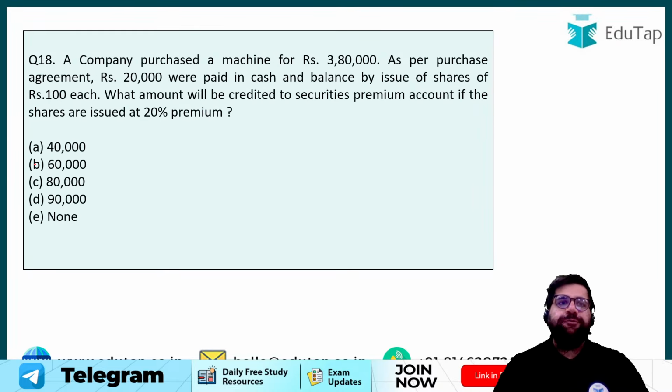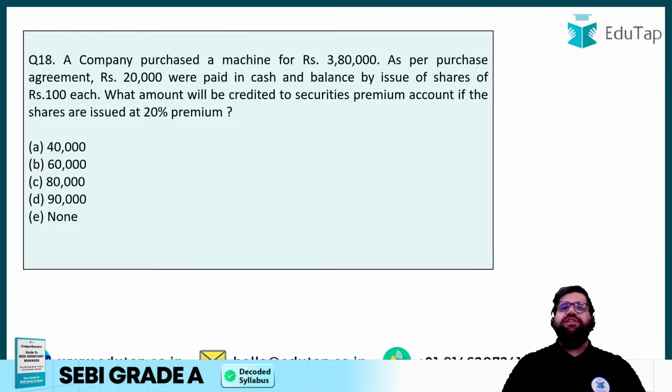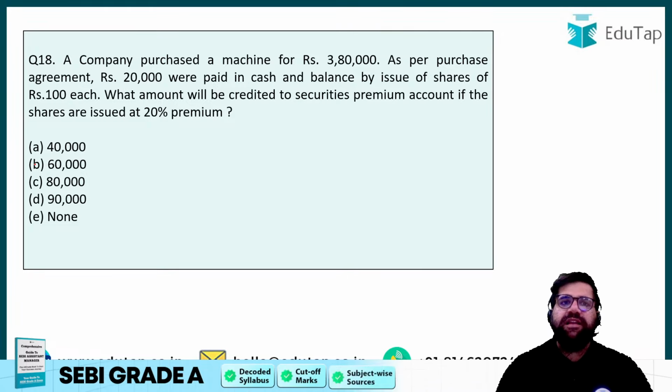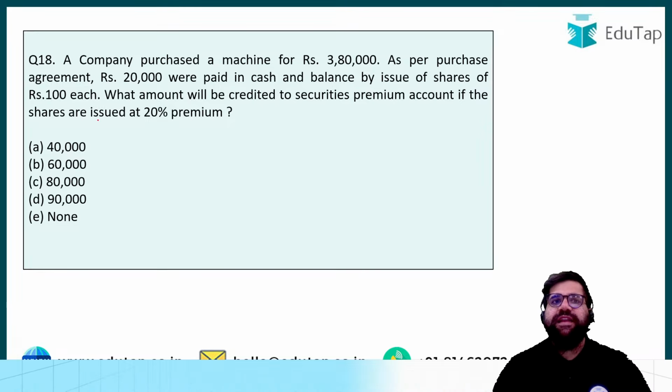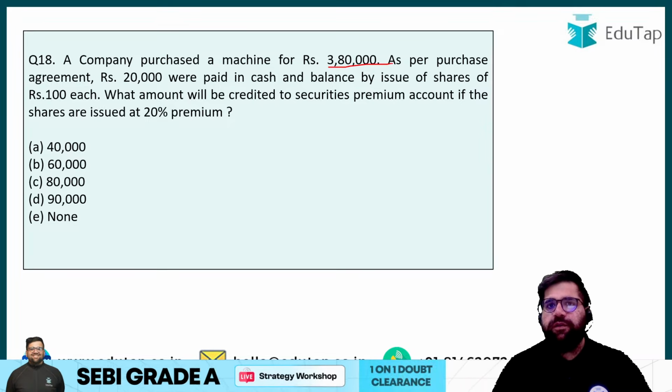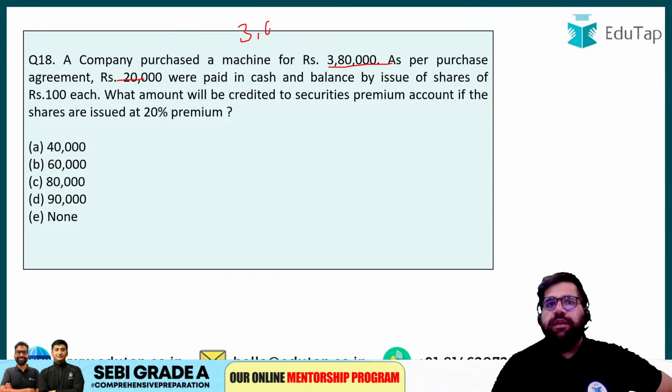Question number 18 now. A company purchased a machine of 380 and as per the purchase agreement, rupees 20,000 was paid in cash. The total net balance is for issue of shares of 100 each. Okay, so the total machine cost is 380, out of which 20,000 you have paid in cash. So you are left with what? 3,60,000, right?